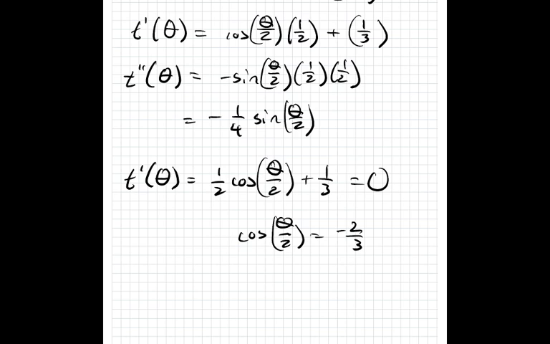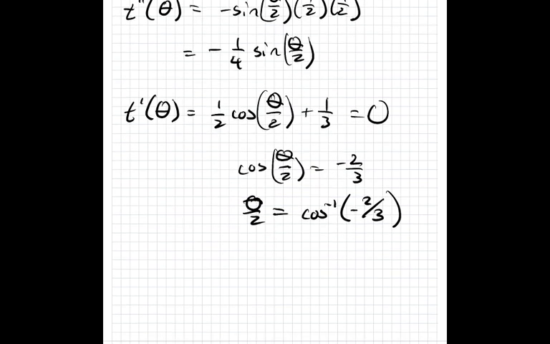If we're going to use inverse trig, remember that the domain for cosine was restricted from 0 to 180 and the range was from negative 1 to 1. So the domain for inverse cosine has to be from negative 1 to 1, and negative 2/3 is from negative 1 to 1, so we're in the clear there. So theta over 2 is going to be inverse cosine of negative 2 by 3. And the output has to go from 0 to 180, because that was the domain of cosine, or the range of inverse cosine.